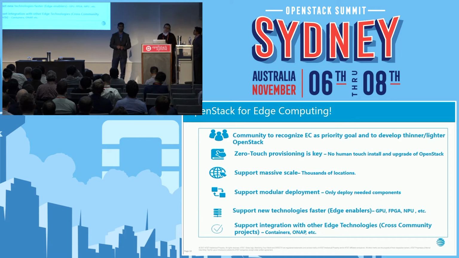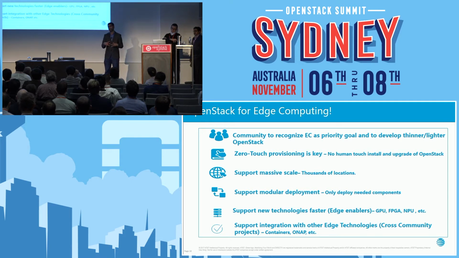And support modular deployment, this is also another important thing. Why do we need to support modular deployment? Because we cannot deploy every aspect of OpenStack onto the 2 servers or 1 server, so we have to package it up. The reason is that only the components which we really need should be deployed at the edge.